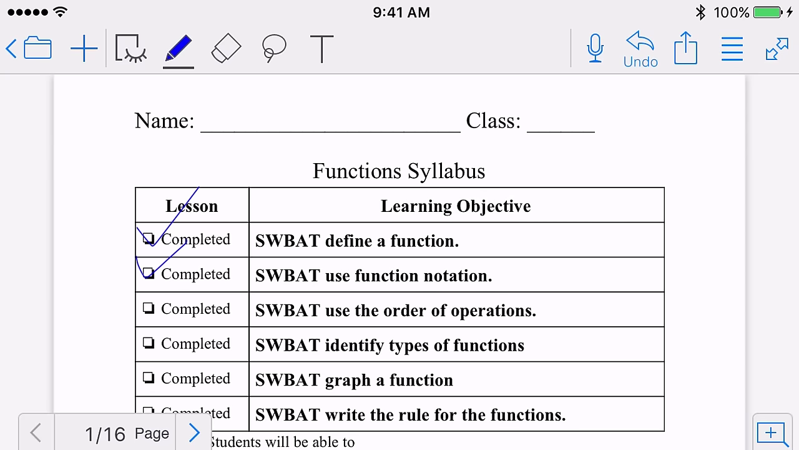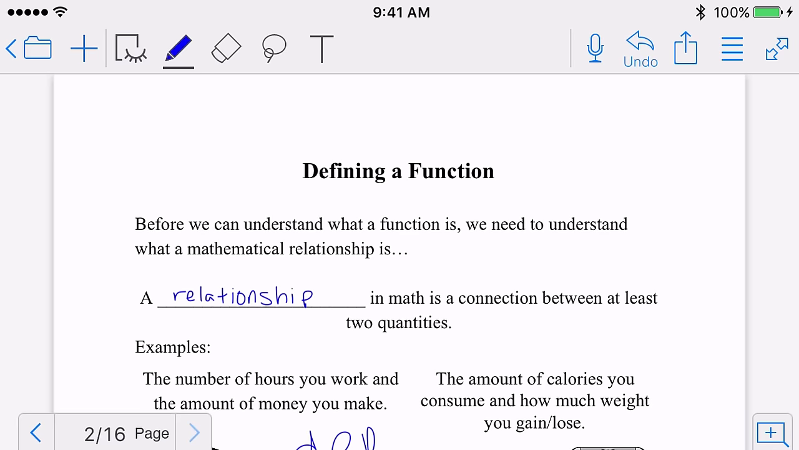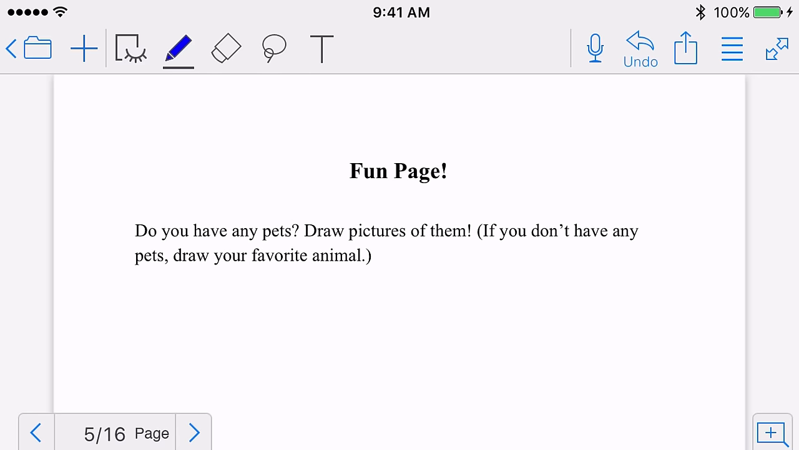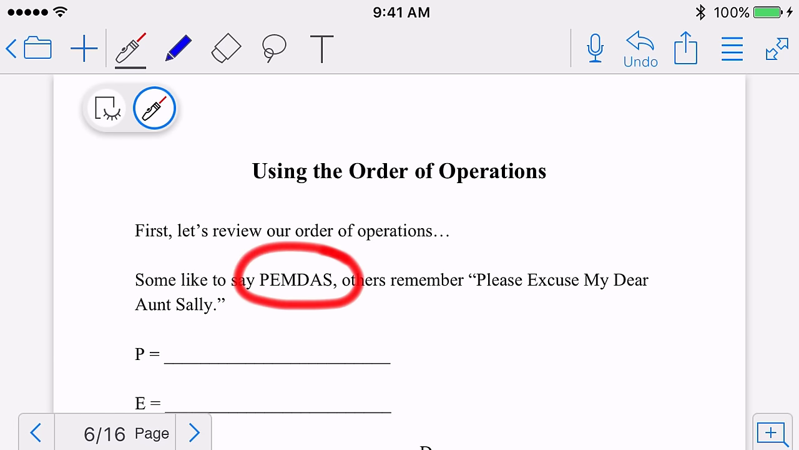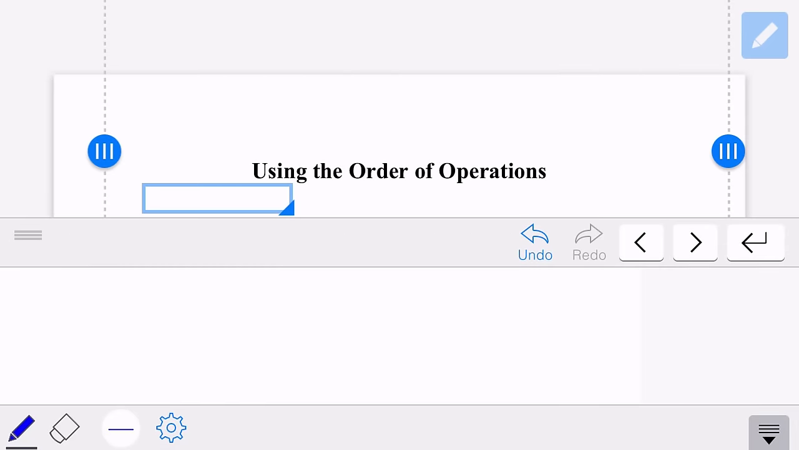Today we are learning how to use the order of operations. All right, we've already reviewed this a little bit, but let's go through it again just so we can remember what we're doing. So some people like to say PEMDAS. Others like to say, please excuse my dear Aunt Sally. That's just to help you remember the order of the letters. But let's dive right on in.